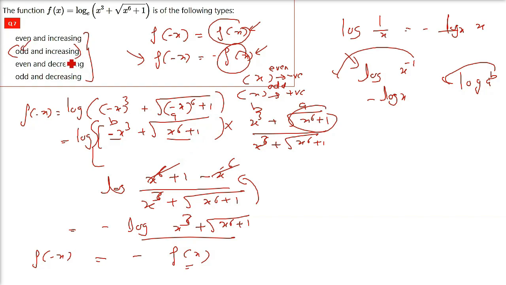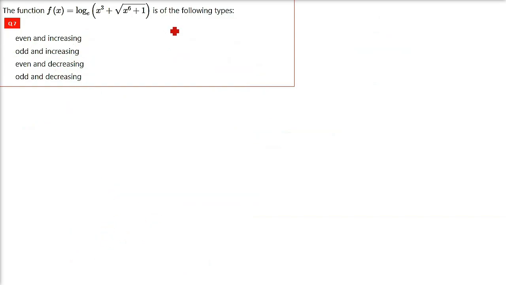Alright. So we have to check increasing and decreasing now. Increasing and decreasing means simply differentiation. That is f dash x. So log of that thing, anything which is inside, is 1 by that thing. So 1 by x cube plus under root x raised 6 plus 1. 1 by that thing, right?